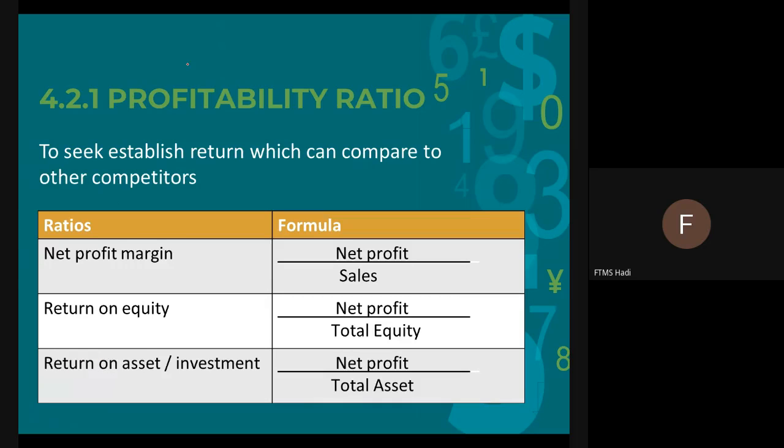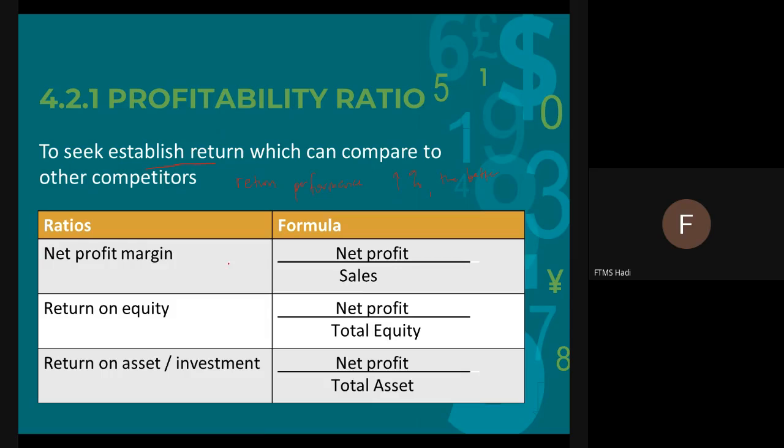Okay, profitability ratio. So why is profitability important for investors? It helps the decision to invest in the selected shares. The profitability ratio is to seek established return, which can be compared to other competitors. In other words, they want to see the return performance. The indicators are, the higher the better. The better the percentage, the better it will be.